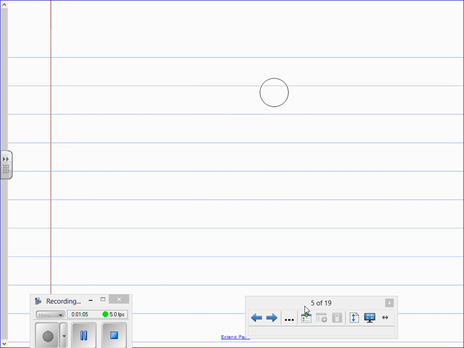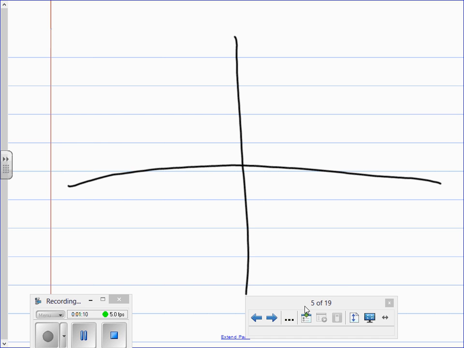With your paper the long way, you're going to take your pencil, and I'm just going to draw it up here on the smartboard, and you're just going to split it in four. Do that on the front and the back.